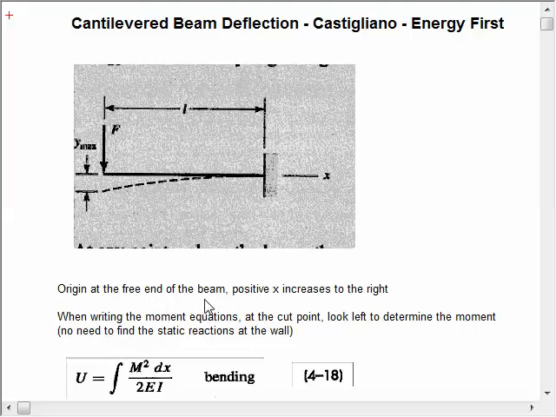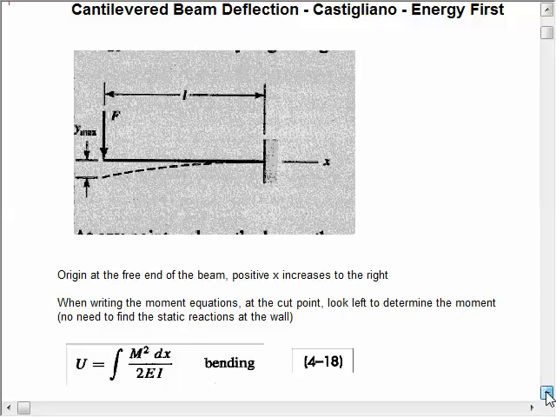So that's my plan. And that's what this note says. My origin's at the free end of the beam, positive X increasing to the right. And when writing the moment equations at the cut point, I'm going to look left to determine the moment. Therefore, no need to do the static reactions at the wall. Let's scroll down a little bit.